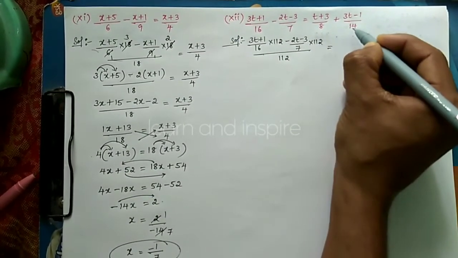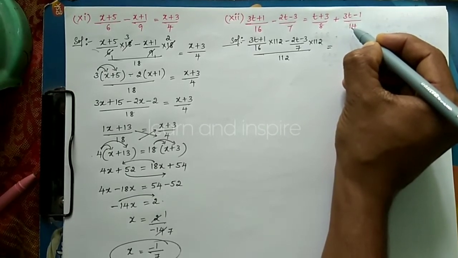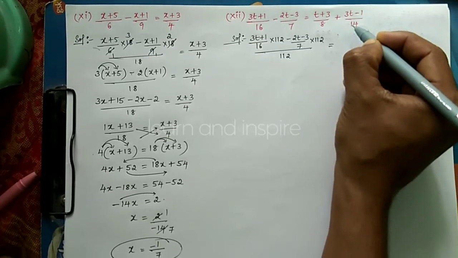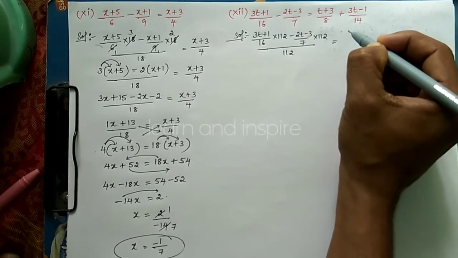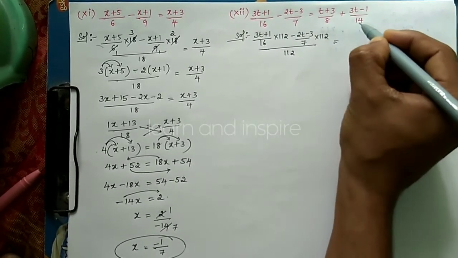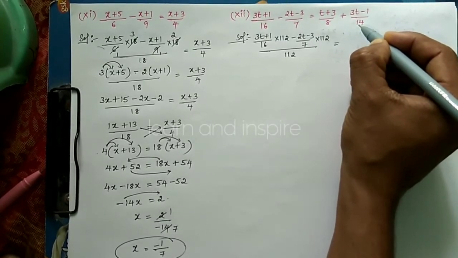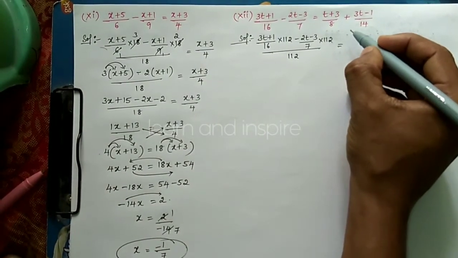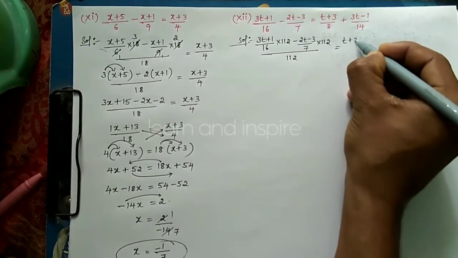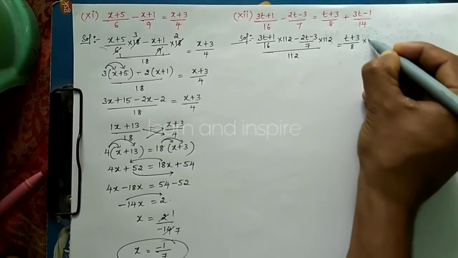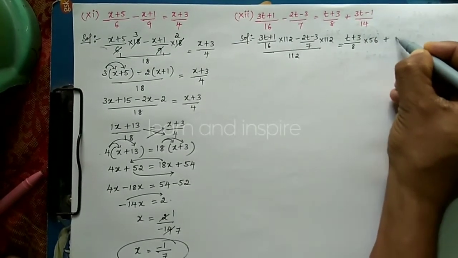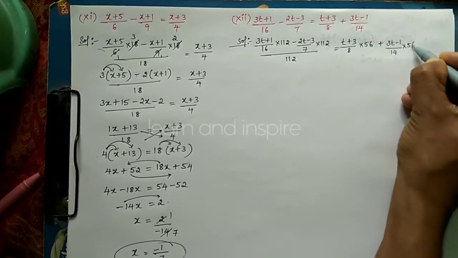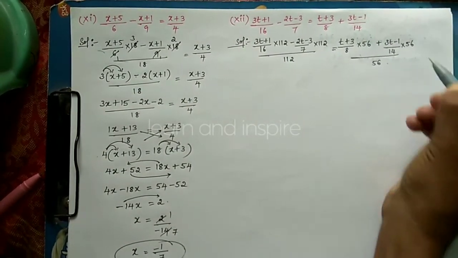So we should not multiply 8 and 14 directly. These two are even numbers, so we should not multiply both numbers. We have to do it by the LCM method. The LCM of 8 and 14 is 56. If you want, you can do it. So we get the LCM 56. So [(t + 3)/8 into 56 plus (3t - 1)/14 into 56] divided by 56.